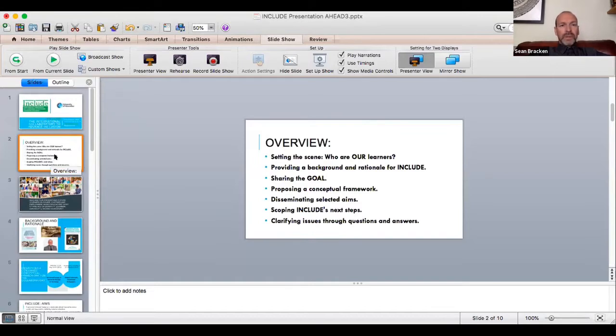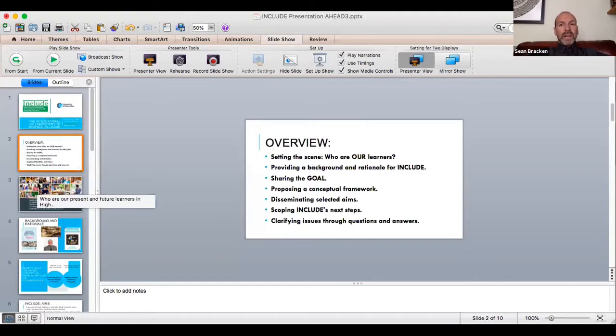Just to give you an overview, I'm going to be setting the scene initially and then providing a bit of a background and a rationale for Include, and then sharing some of the goals for the International Collaboratory for Leadership in Universally Designed Education, giving you a background as to the conceptual framework that has underpinned our shared collaborative work internationally, sharing those aims with you, and giving you an insight as to where we currently are and what our next steps are in terms of the International Collaboratory for Universally Designed Education.